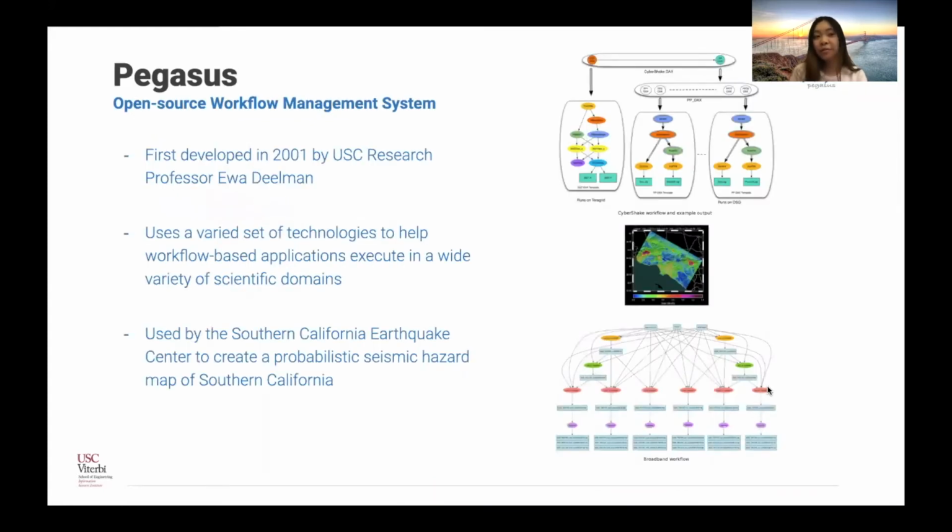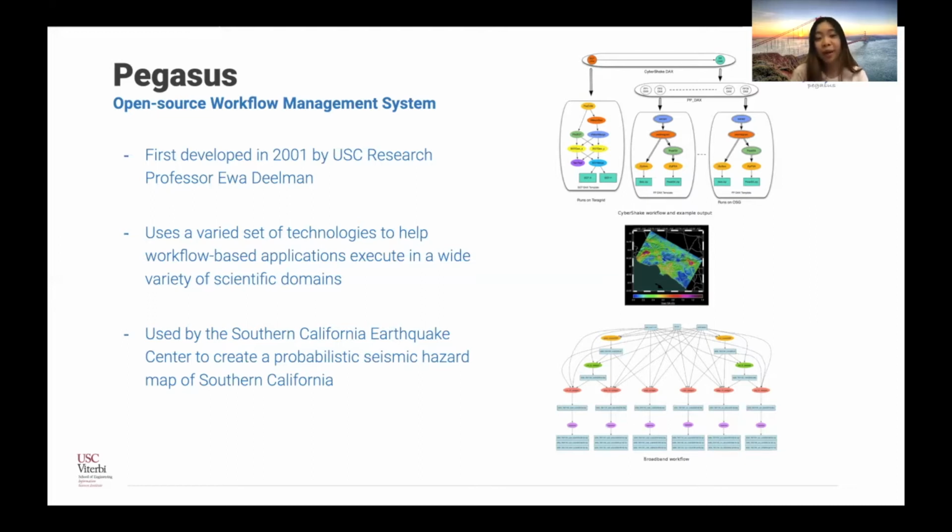So first off, what exactly is Pegasus? Pegasus is an open source workflow management system developed in 2001 by USC research professor Ava Dielman. It uses a varied set of technologies to help workflow-based applications execute in a wide variety of scientific domains, such as astronomy, bioinformatics, gravitational wave physics, earthquake science, and much more.